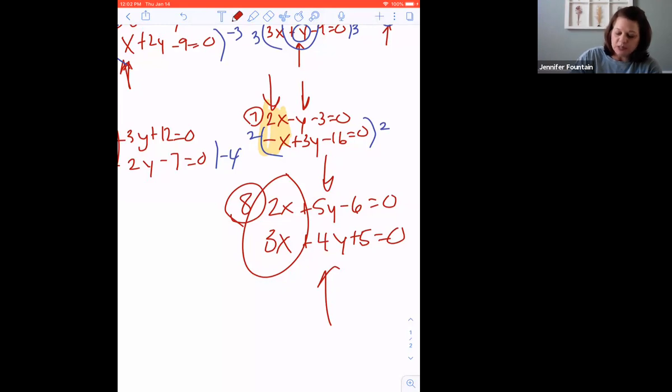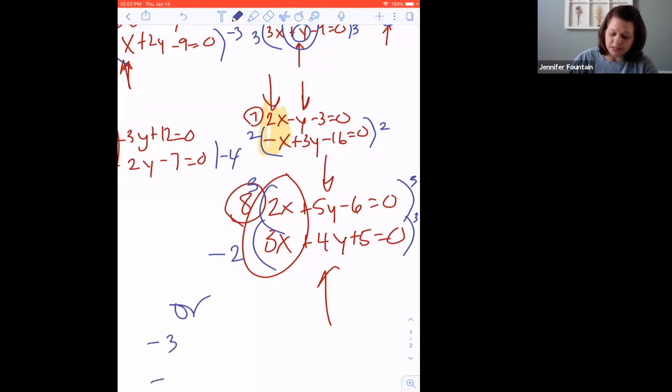So in the first one, I can multiply this one by 3 and I can multiply this one by -2. It's up to you. Or you could multiply the first one by -3 and the second one by 2. It doesn't matter which one you make positive, which one you make negative. The main thing that does matter is you're trying to make one term the opposite of the other so you can cancel them by adding.